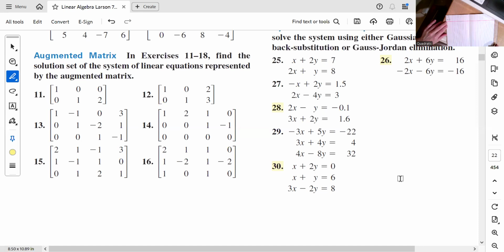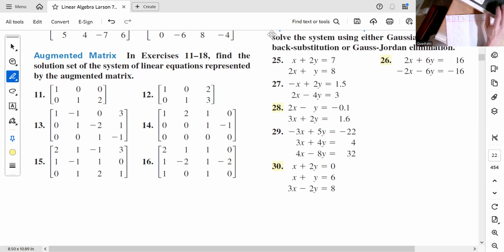I'm just going to copy down the numbers to put in the matrix. So it's 2, -1, -0.1. And then underneath it we have 3, 2, 1.6.